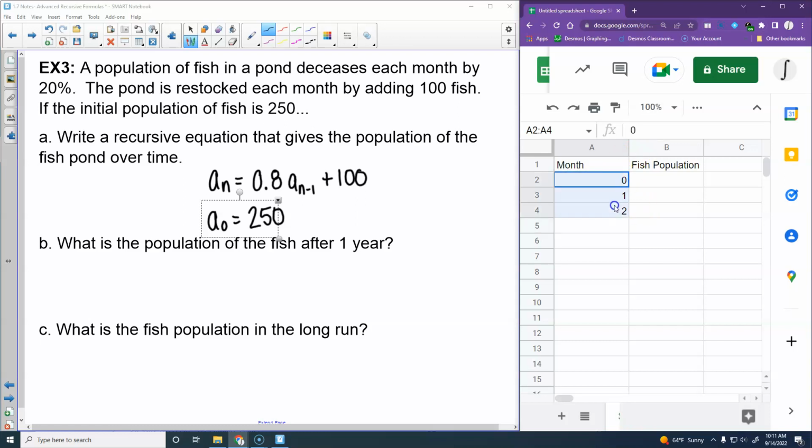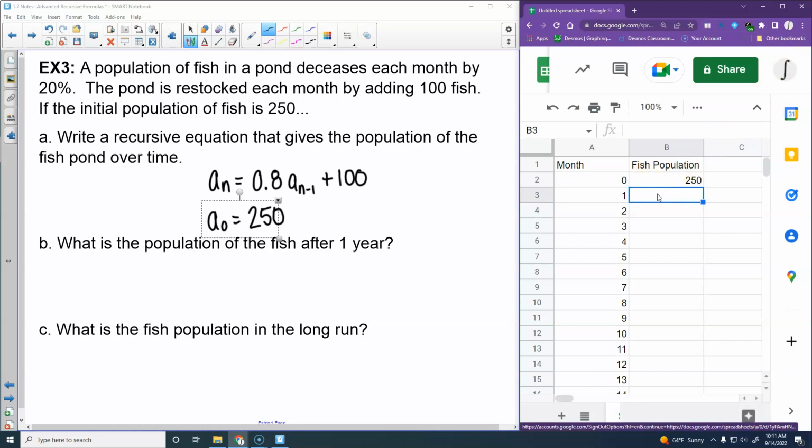If you highlight this, drag down the blue box, it will fill in the rest for you. And then, what should I put in this first box for fish population? 250. In the second box in my fish population column, here's where I want to put my recursive formula, right?